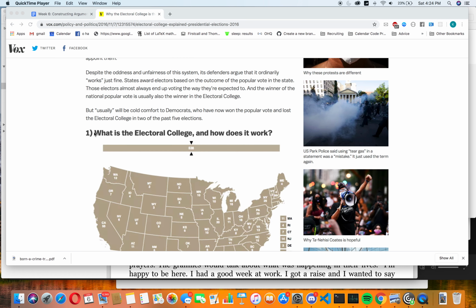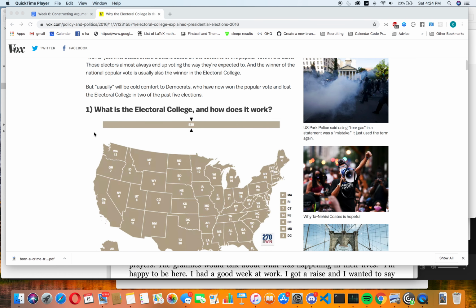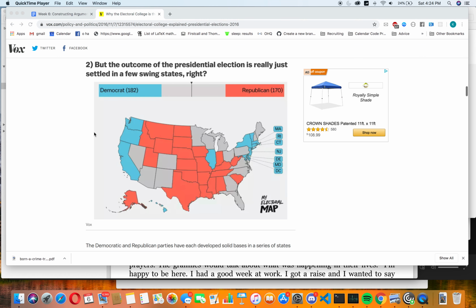So this can be really useful because we can see what information might be useful and what information might not be. So in this case, when we see a section title, "What is the Electoral College and how does this work?" probably not going to be related to the argument. We don't really care too much. We already know about this. Let's look at the second section.